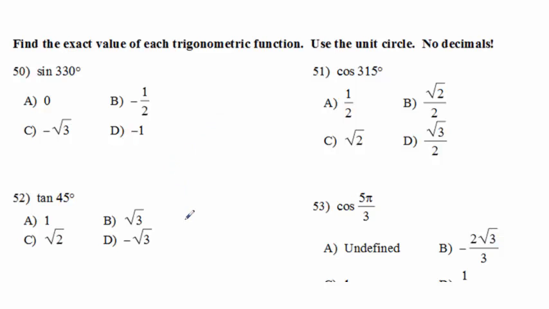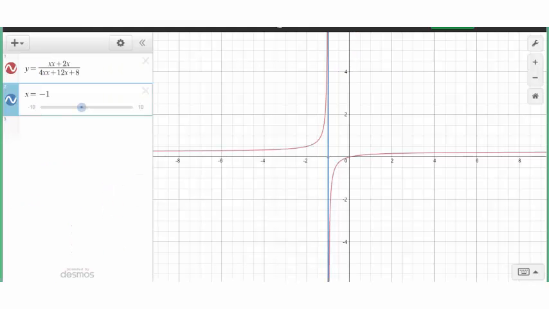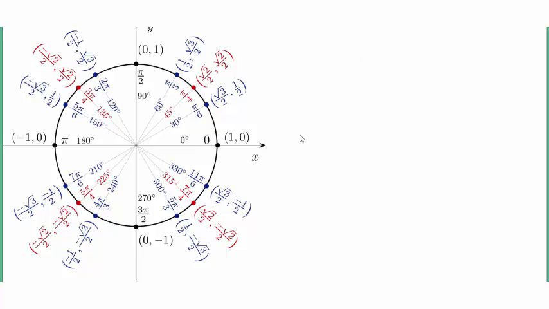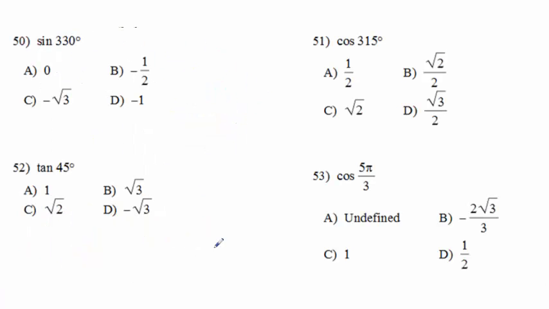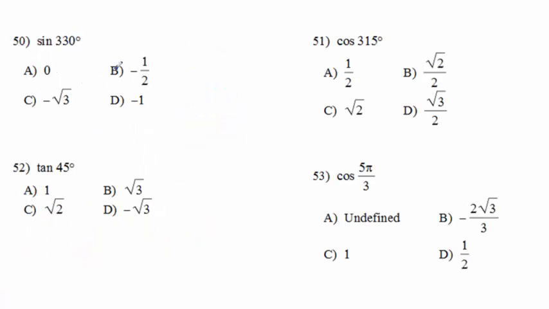This is going to require us to use our unit circle. And so I have a unit circle to show you. The way we use this is we go to whatever our angle is they listed. For cosine, we look at our x value. For sine, we look at our y value. And for tangent, we do y over x. So let's take a look at our problem. Sine of 330. At 330, sine, our y value, is -1/2. So our answer is B.